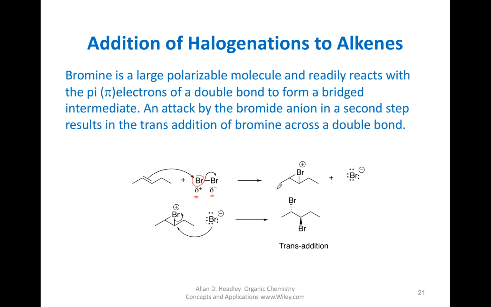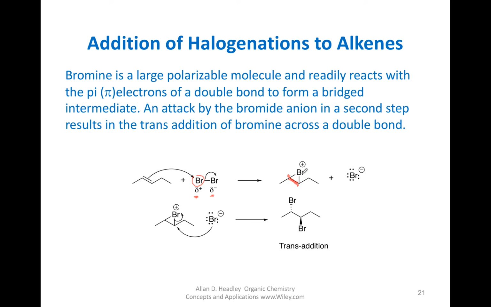But the trick is that it does not form an open carbocation because the bromine is so large. It basically sits between these two carbon atoms. So it sits on top of these two carbon atoms here. We call that a bromonium ion.